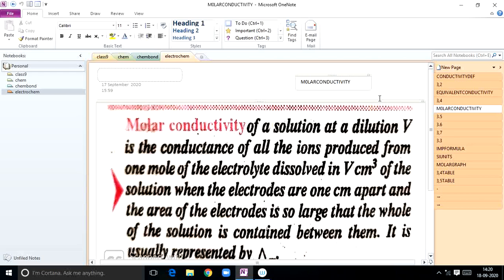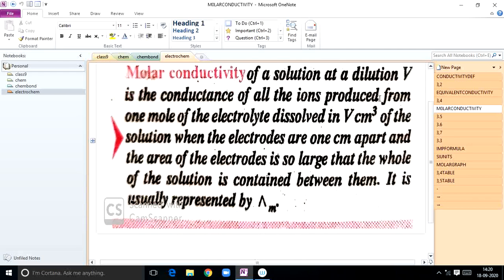It is usually represented by lambda m naught. So what is molar conductivity, students? It is the conductance of a solution. It is the conductance of a volume of the solution containing 1 gram mole of the electrolyte placed between two parallel electrodes separated by a distance of unit length, and this is called molar conductance or molar conductivity.